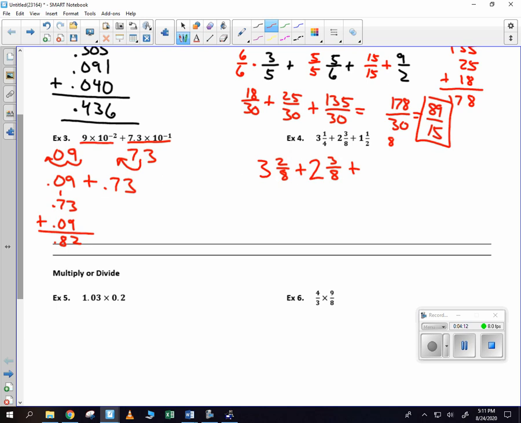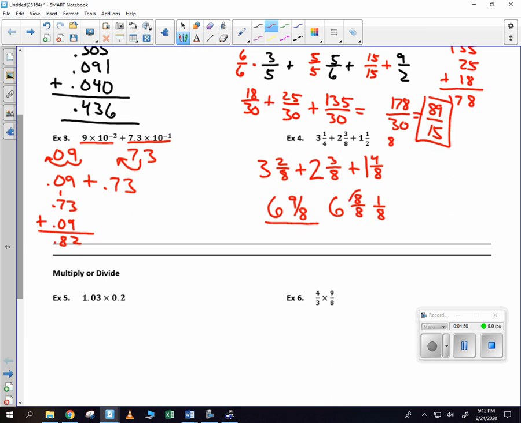And then 1 1/2, we'll multiply top and bottom by 4, and we get 1 4/8. So let's add them up. 3 plus 2 plus 1 is 6. 2/8 plus 3/8 plus 4/8, that's going to be 9/8. Now, we can't leave it like that because 9/8 is bigger than 1. That's too many. In fact, if you think about this, that's like 8/8 and 1/8. 8/8 and 1/8 makes your 9/8.